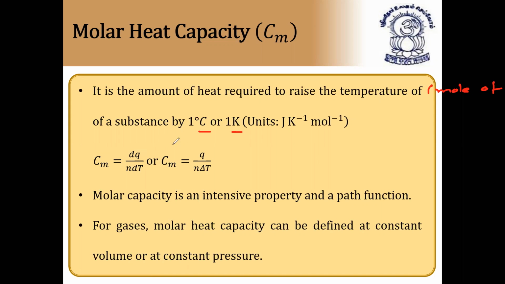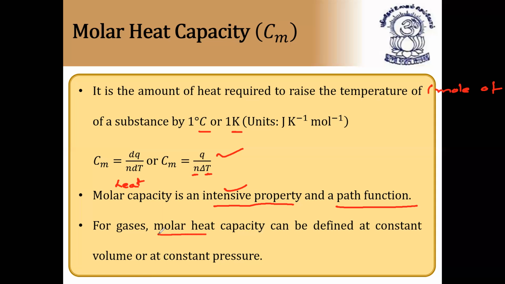So Cm, that is molar heat capacity, is equal to Q by n delta T, where n is the number of moles, delta T is the change in temperature, and Q is the amount of heat. Molar heat capacity is an intensive property and a path function, very important. It depends on 1 mole of a substance. Heat capacity is an extensive property, but molar heat capacity is an intensive property.